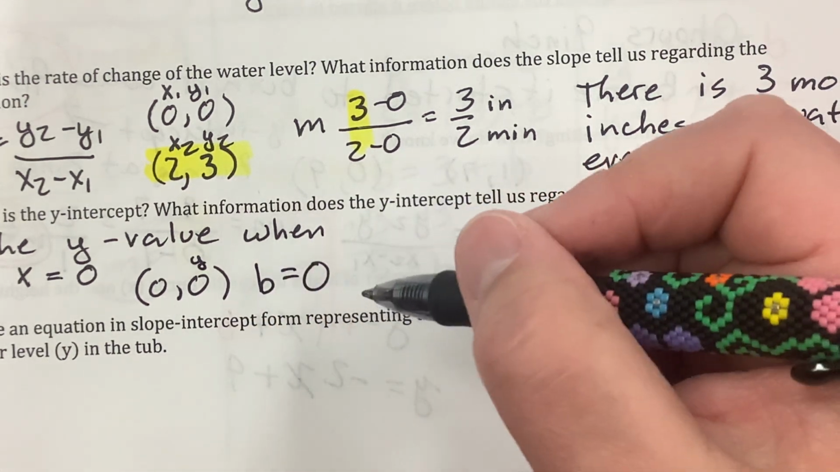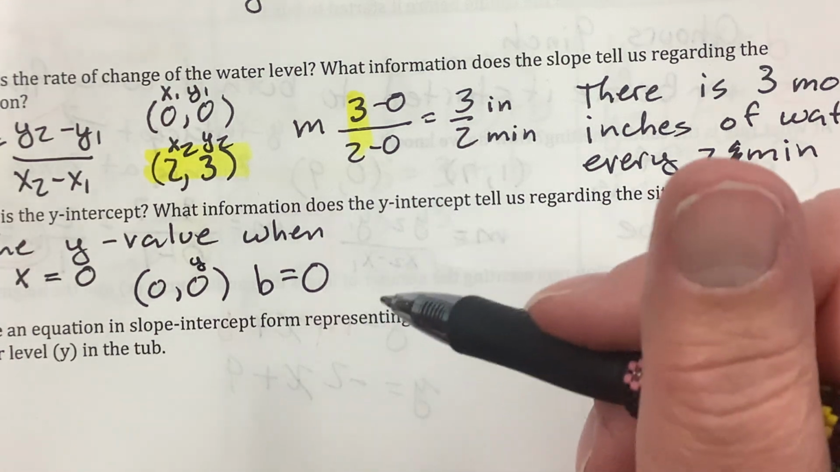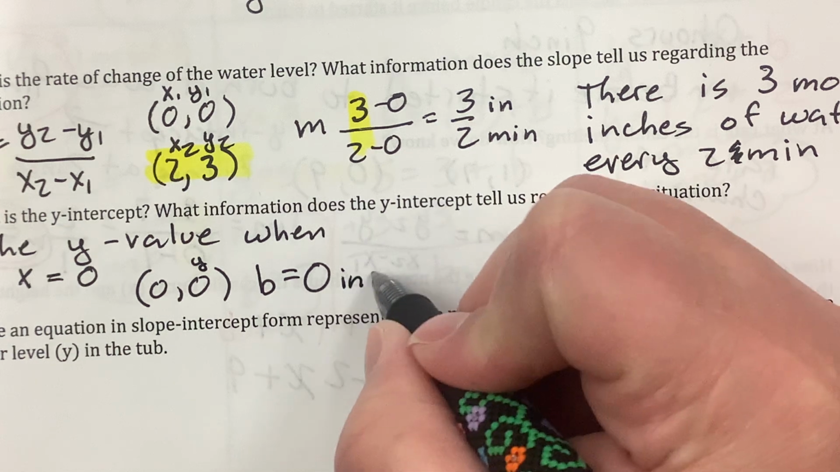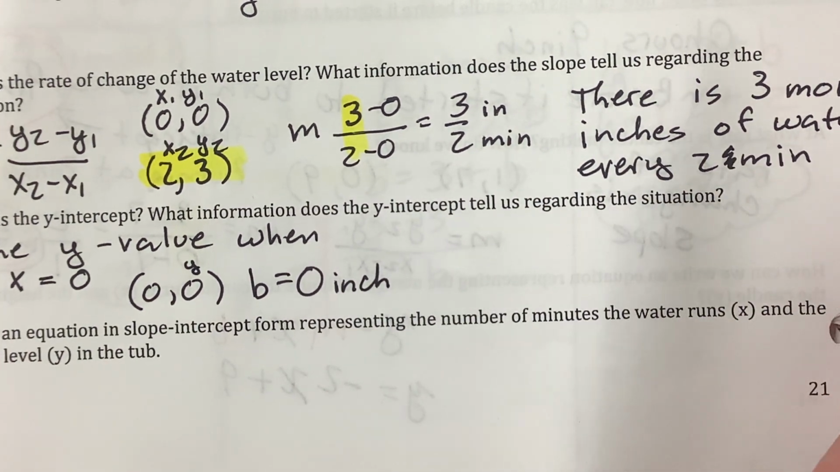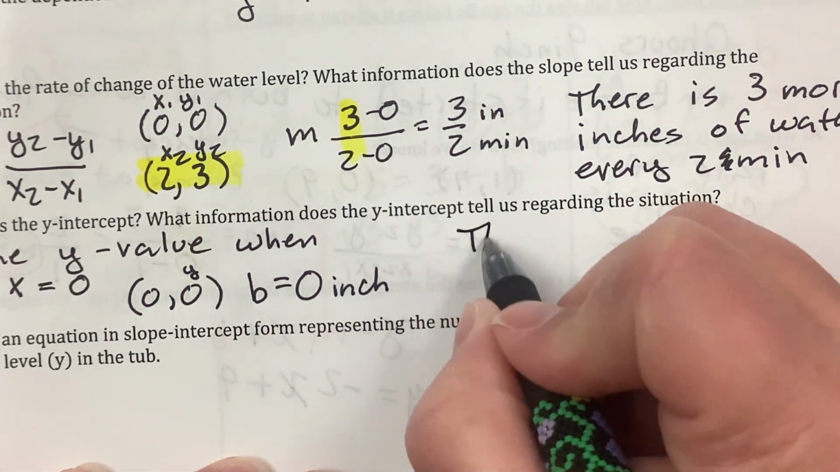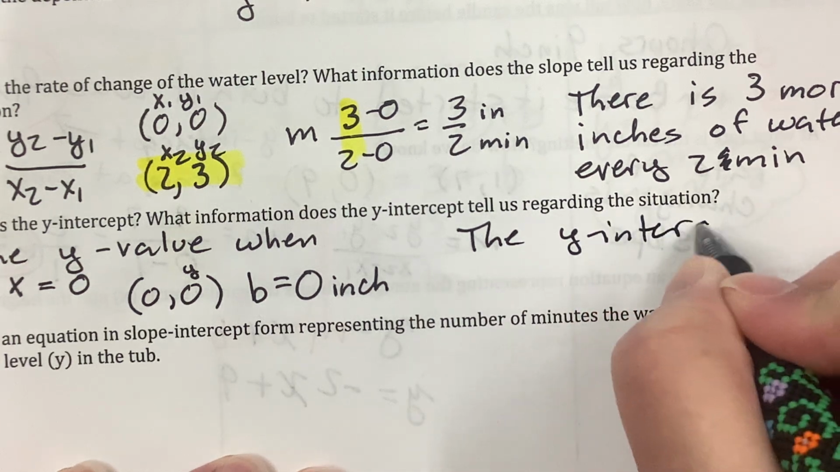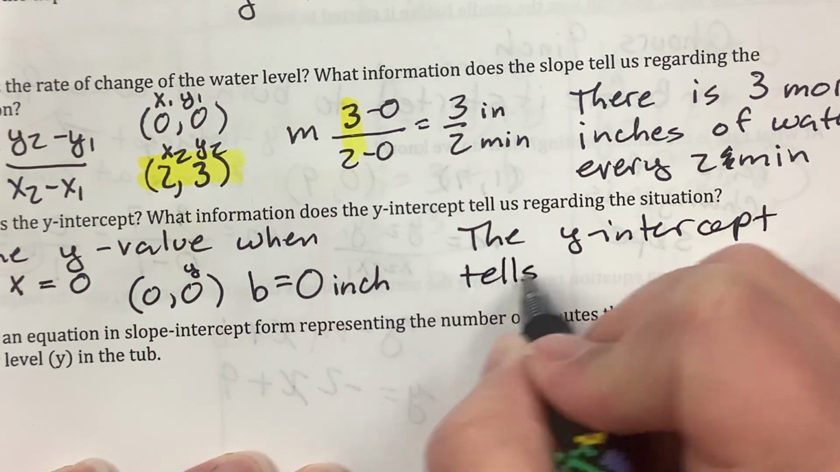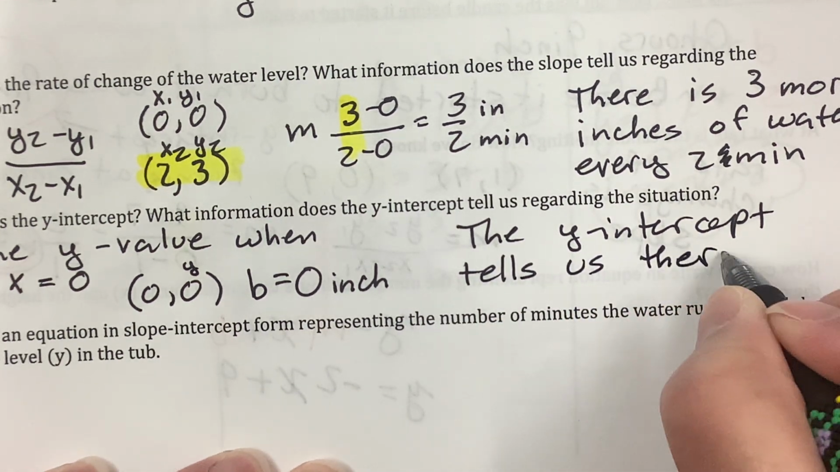And again, I'm going to put the unit in with it. I'm looking for the Y, which is inches. So B equals 0 inches. And what does that mean in this situation? It means there was no water in the bathtub when she started. The Y-intercept tells us there are 0 inches of water in the bathtub when she starts.